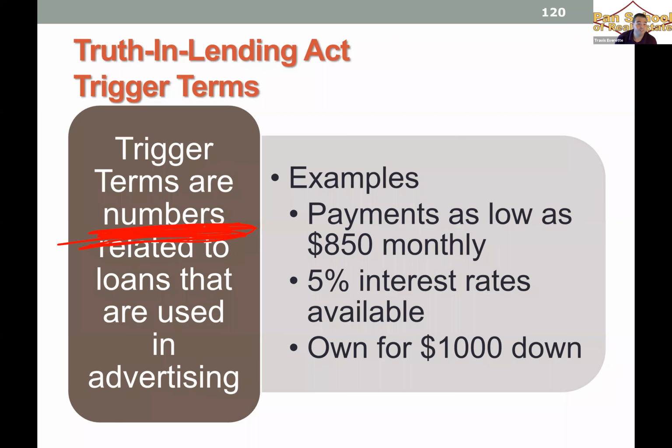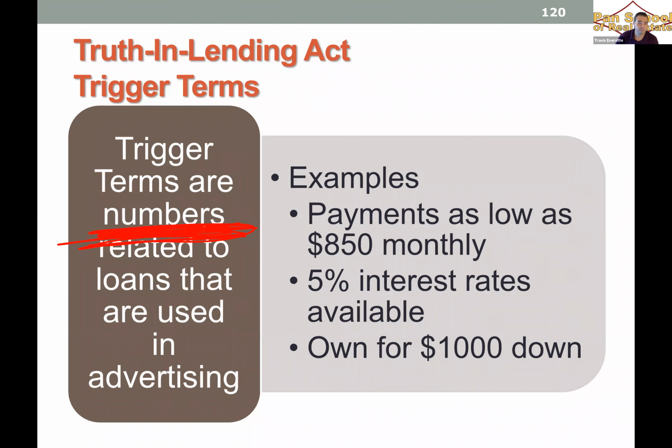What I'm telling you is the law says if you don't have all the information, if you don't have the APR, if you don't have all that stuff, then don't use trigger terms, right? Because trigger terms require these disclosures. So here's what it would mean.